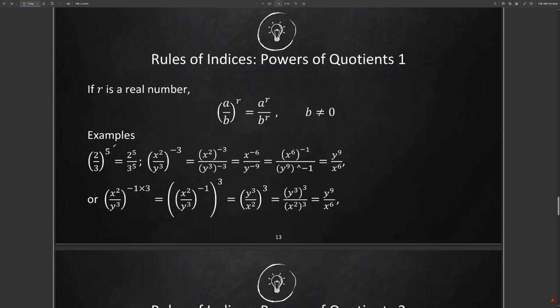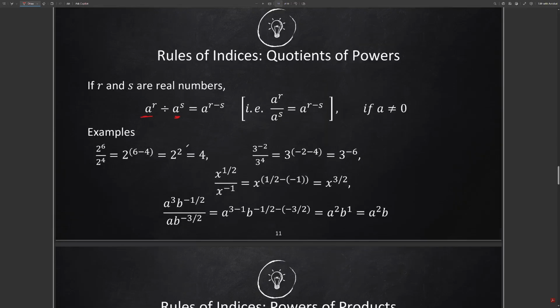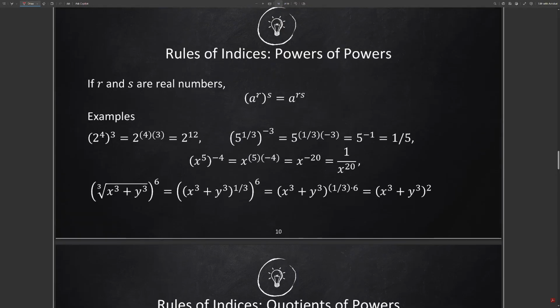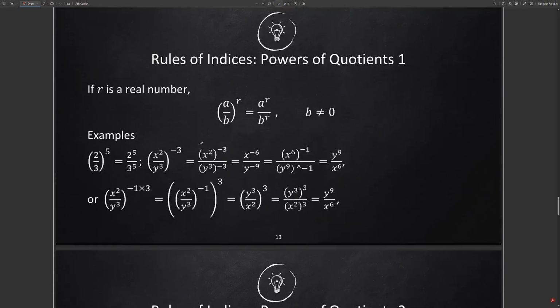So 2 upon 3 to the power of 5 is 2 to the power of 5 upon 3 to the power of 5, and we work it out in our calculator. Then x squared upon y cubed all to the power of negative 3, where we had to use the rule from, where is the rule? This one here, a to the power of r all to the power of s. We use that rule here.